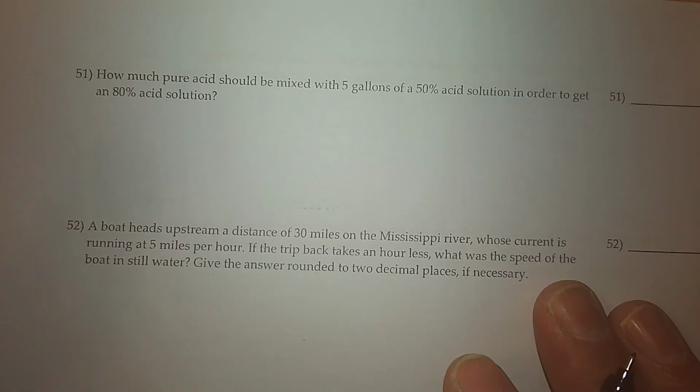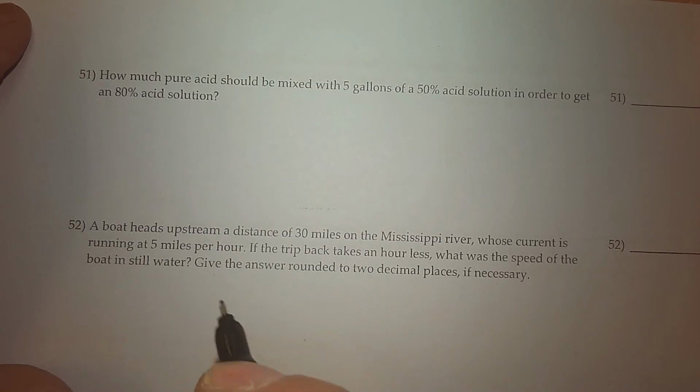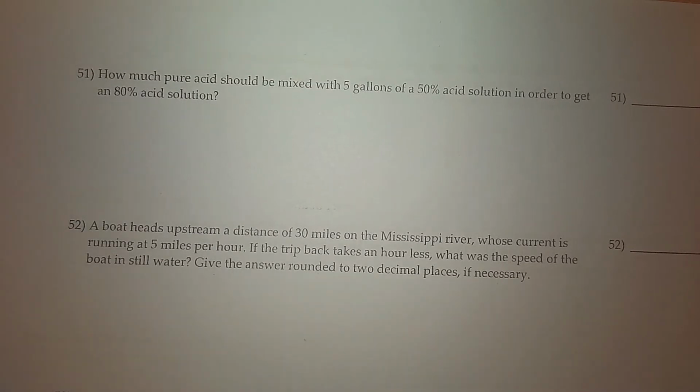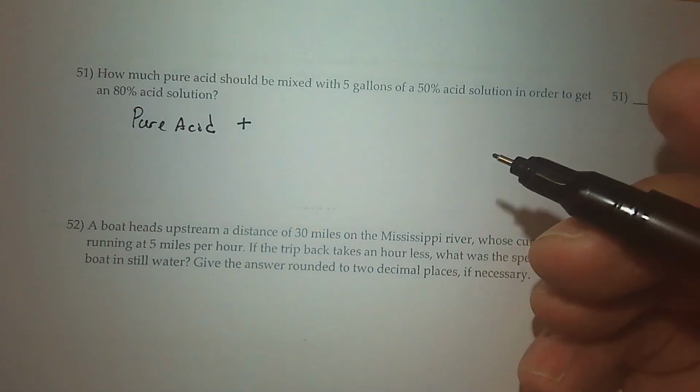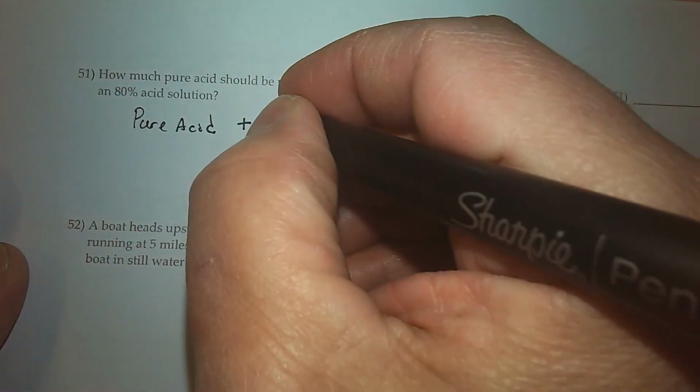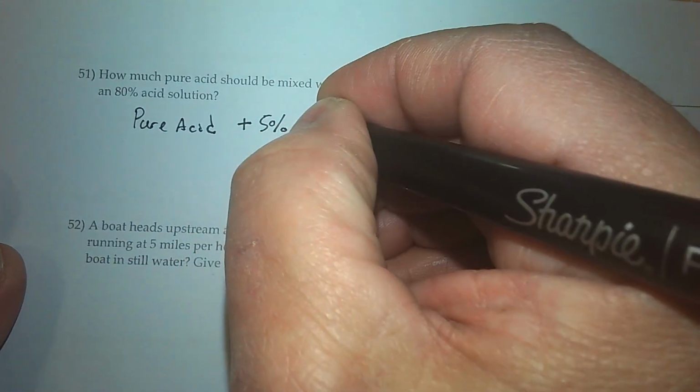So, do you remember how to solve a mixture problem? Step 1 is, what are you mixing? Well, first I'm mixing pure acid, correct? Then what am I mixing with pure acid? A 50% acid solution.